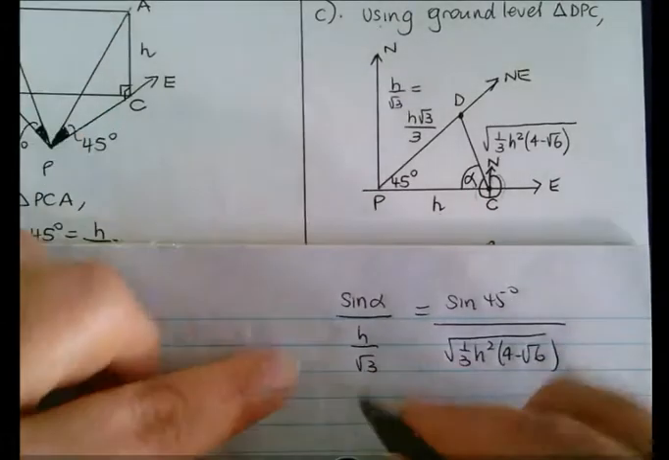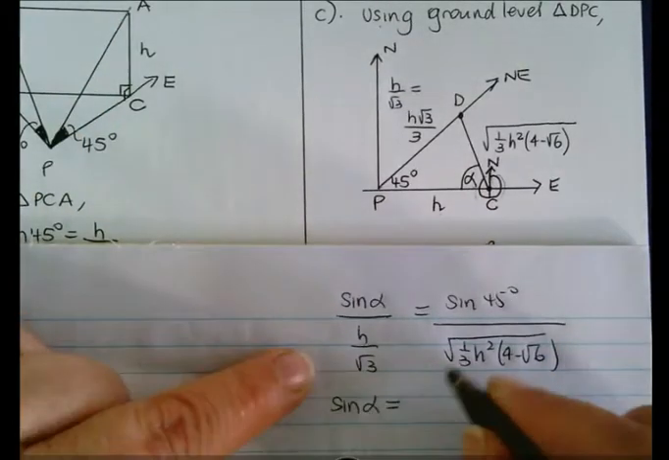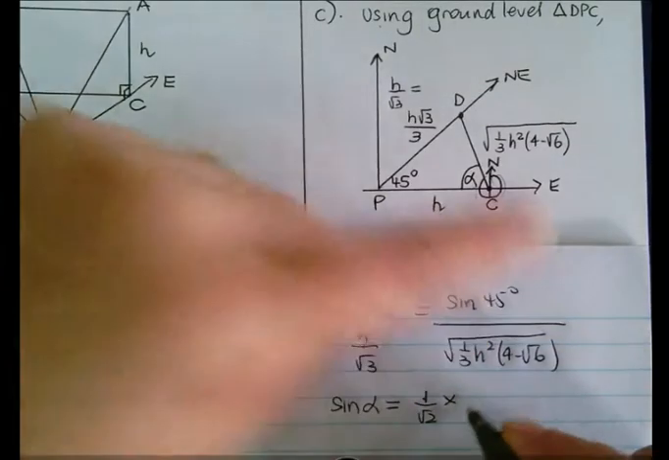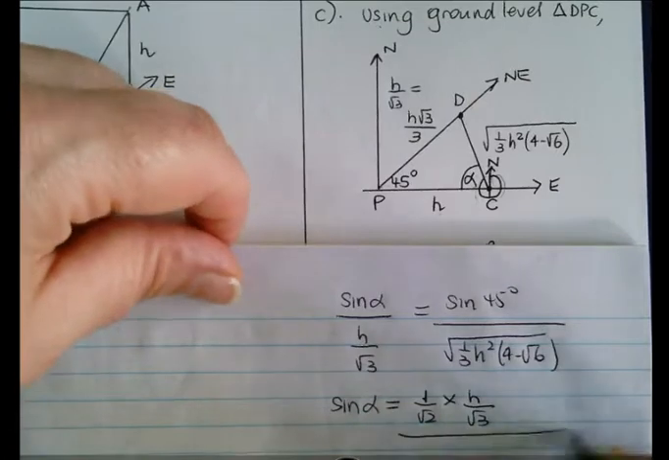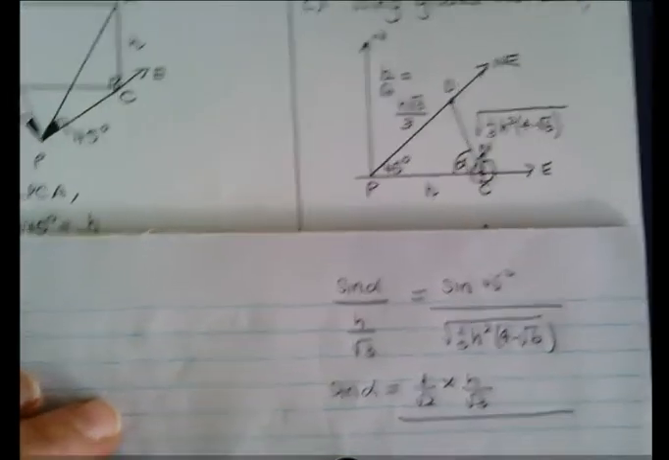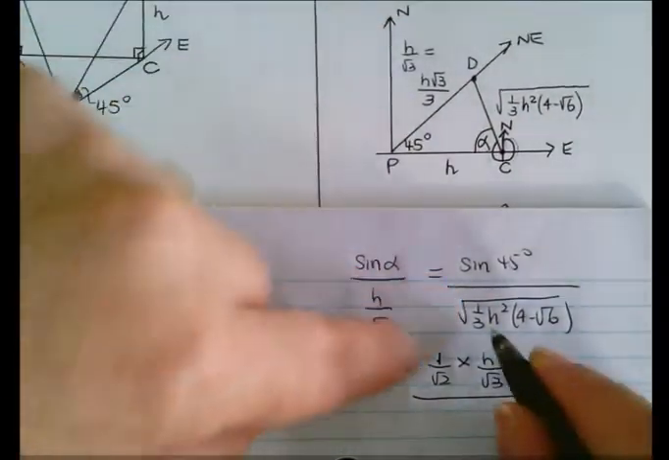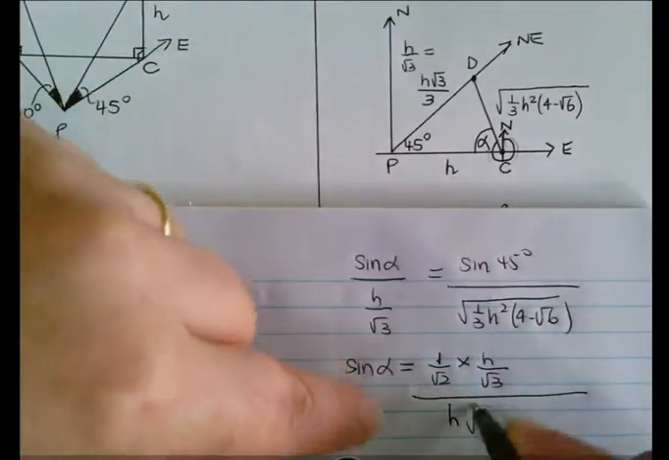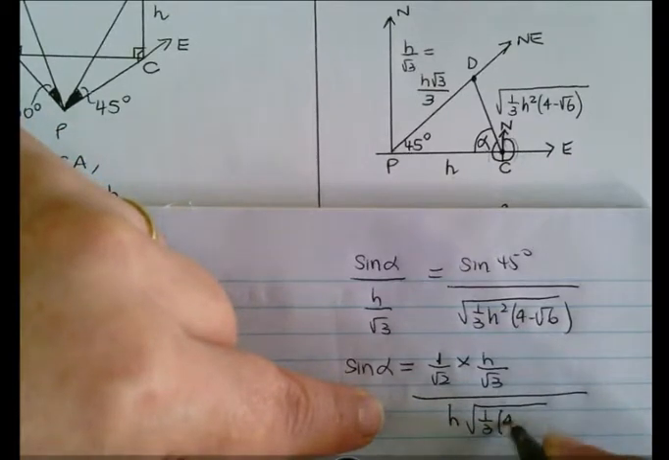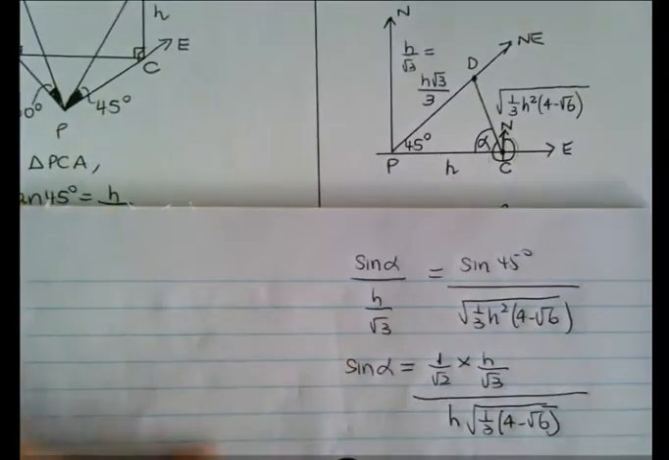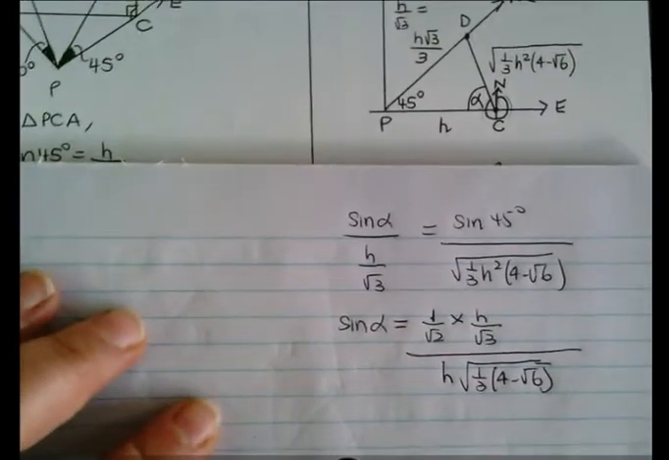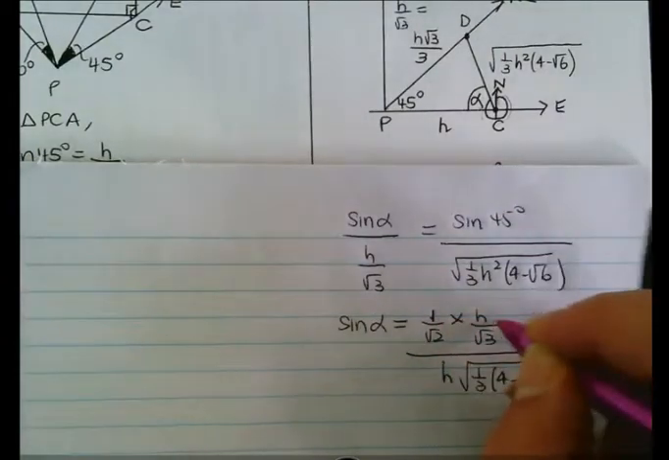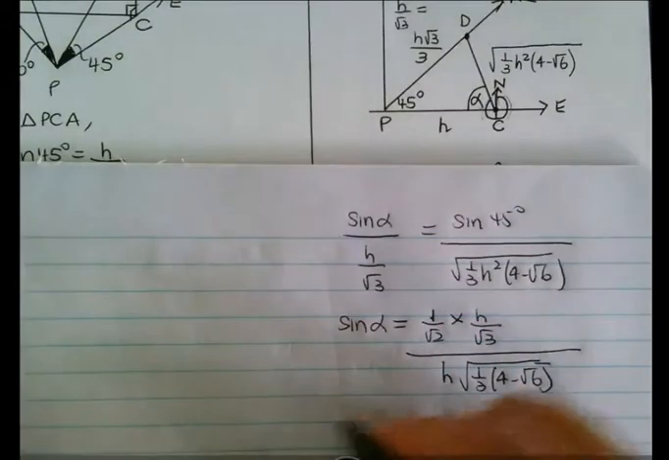Now, making sine alpha the subject, we've got sine alpha is sine 45, which is 1 on root 2, times H over root 3 divided by, you okay with that? Divided by this. Now, the square root of H squared, I can take the H out. Are you okay with that? And keep under the square root sign 1/3 bracket 4 minus root 6. Now, this is really good because the H's will just cancel. There's an H over root 6 on the numerator.